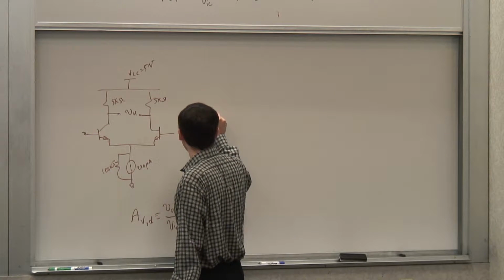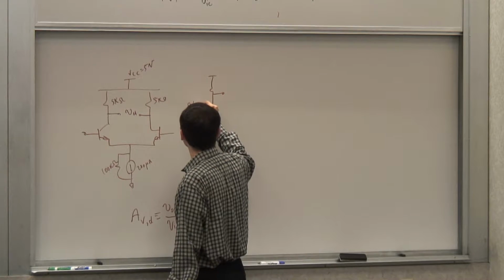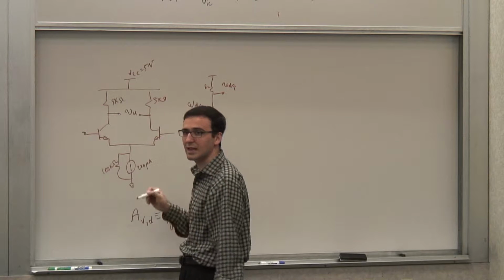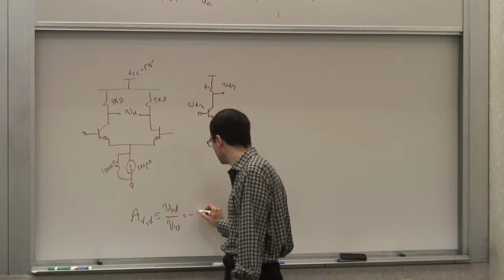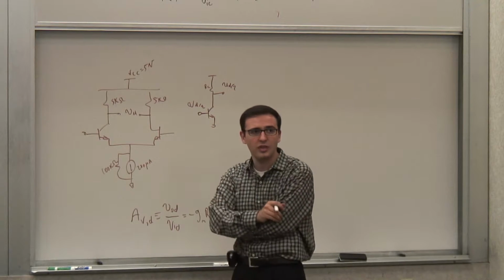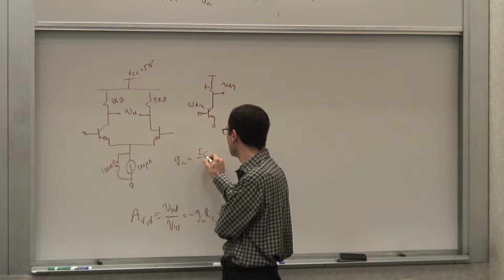And therefore, my equivalent half circuit for differential signal looks like this. So this is VID over 2. This is VOD over 2. And that's the gain of that thing. What is the gain of that thing? Minus GMRC. And what is minus GMRC? Well, let's determine GM. What is GM? GM is IC over VT.